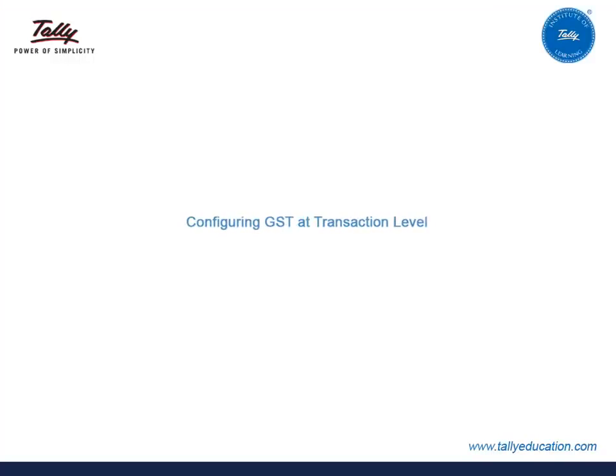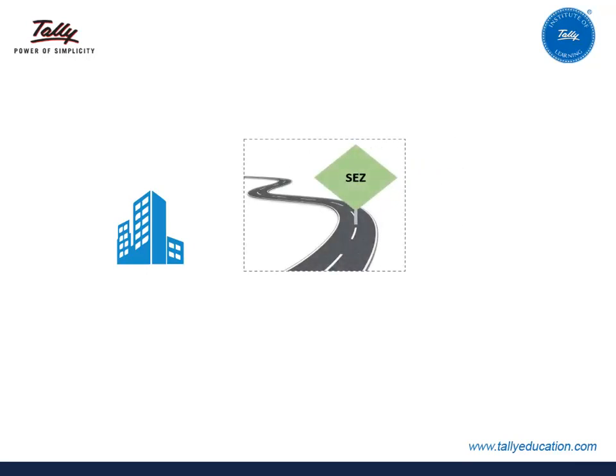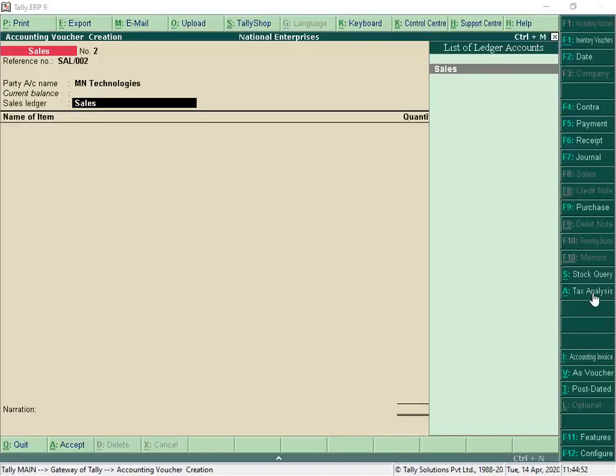Next is defining GST rate at transaction level. GST rates defined at the different level can be altered or overridden in the transaction level. For example, in rare cases, company supplies taxable goods to special economic zones and to be declared as exempted. In this case, the stock item which is taxable at 18% needs to be overridden in the transaction level. We will now see how to define GST rate in the transaction level.